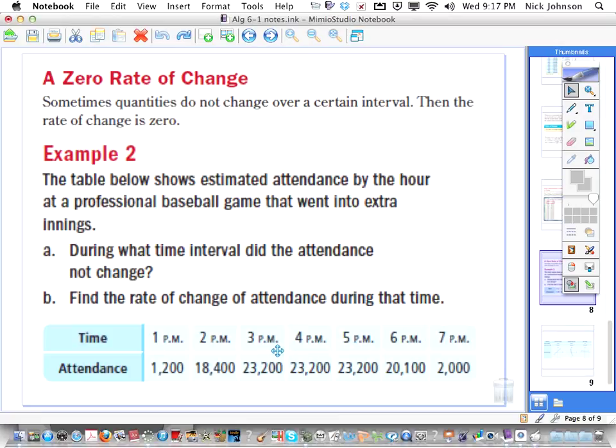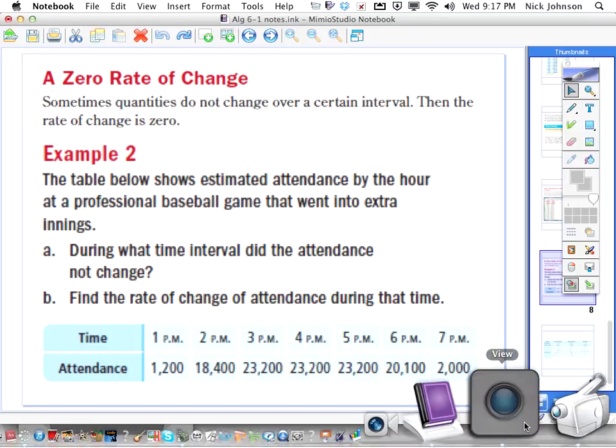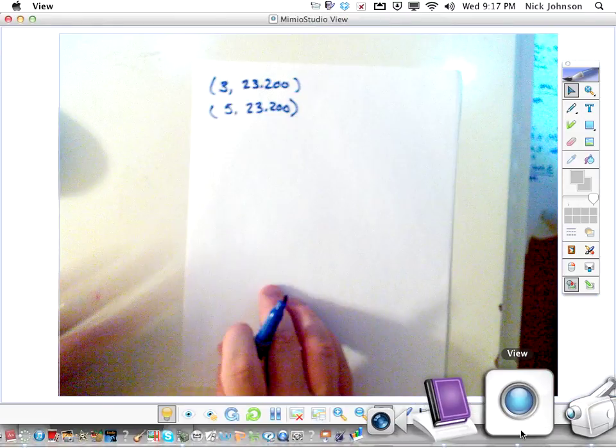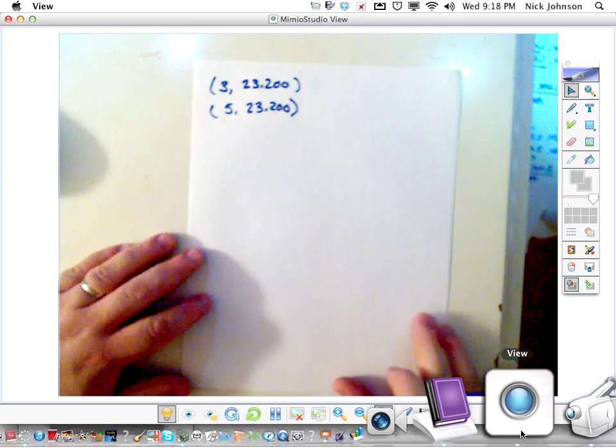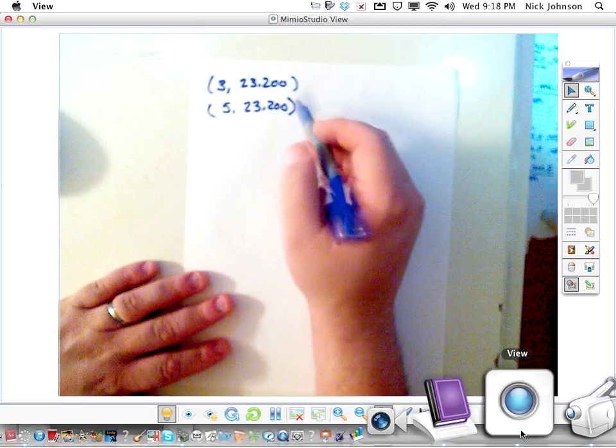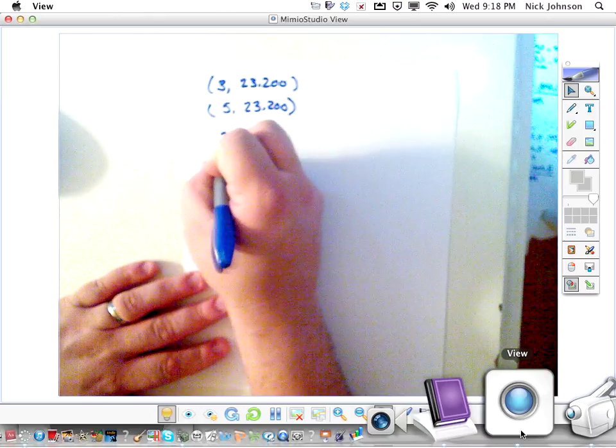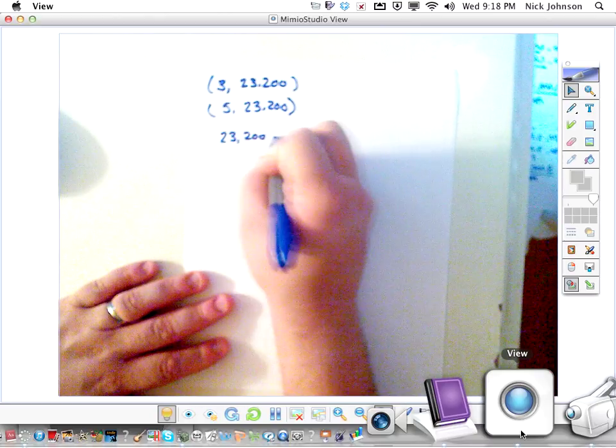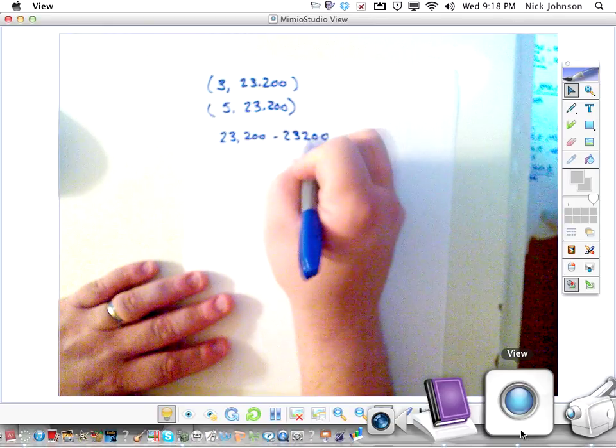If you look at B, find the rate of change of the attendance during that time. Well, we're hoping it comes out to 0. Once again, these are my x values, so I'm going to use 3, 23,200. And I'm going to use the point 5, 23,200. Once again, change in y's over the change in x values.